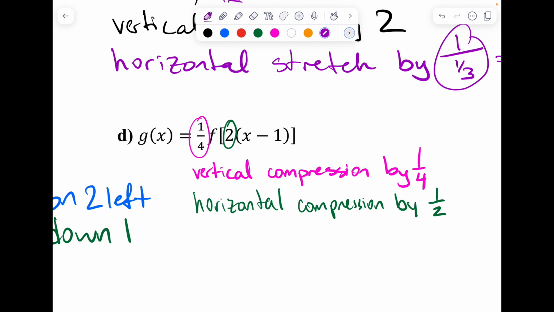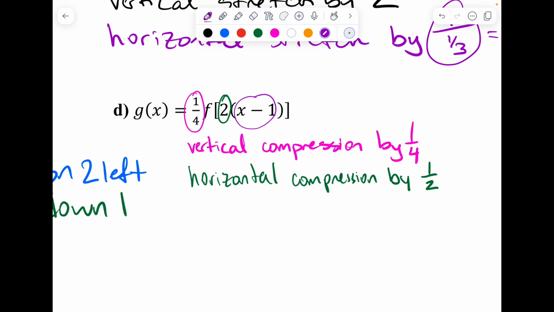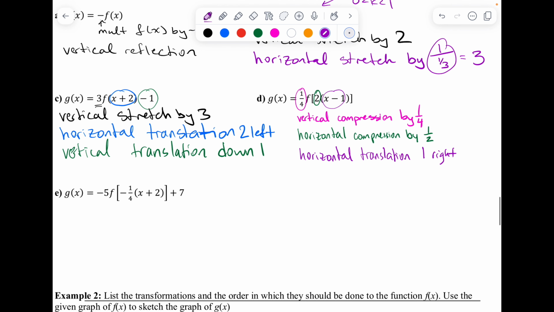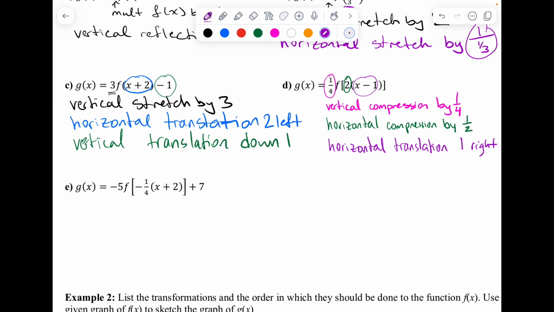Okay? And the last thing is, there's 1 being subtracted from x. So it's from x, it's horizontal. And because it's being subtracted by 1, it's a translation 1 unit to the right. Okay, so always opposite. -1 should mean left, but it means right.